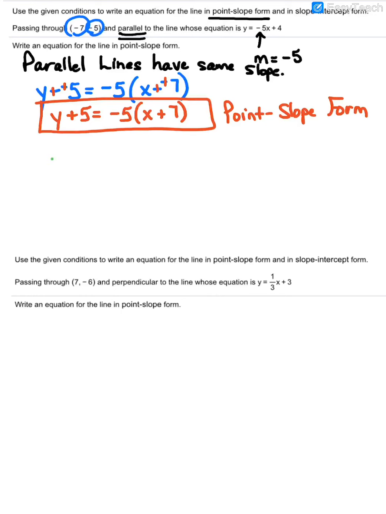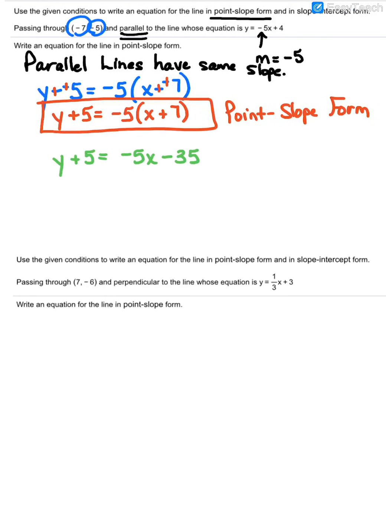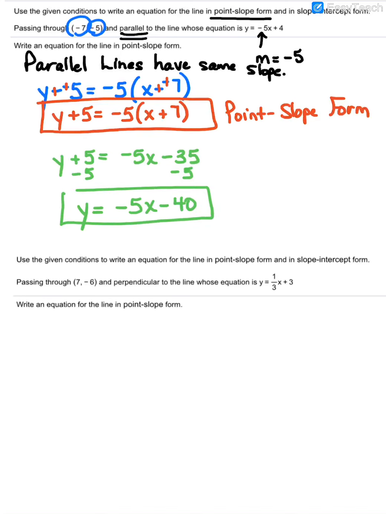And then to put it in slope-intercept form, I go ahead and get the y totally by itself. So I have my y plus 5 equals, I'm going to go ahead and distribute, -5x minus 35, and then get the y totally by itself. So in slope-intercept form, I would have y equals -5x minus 40. So that is my slope-intercept form.